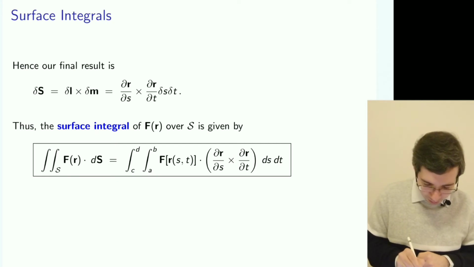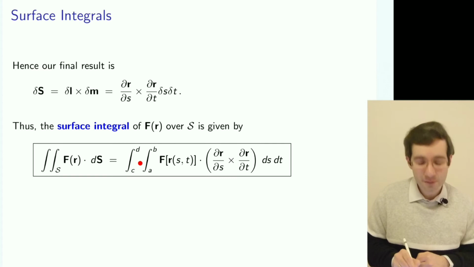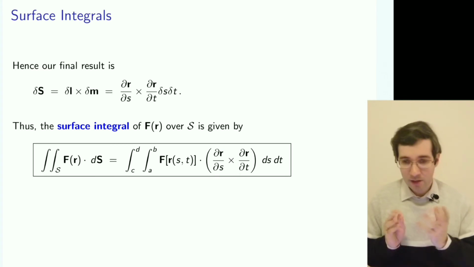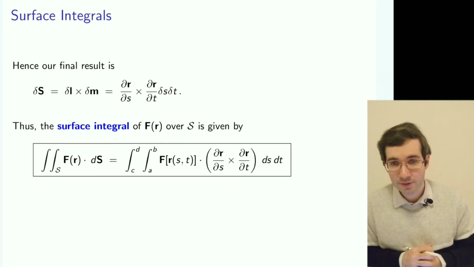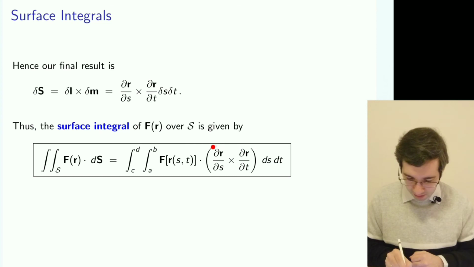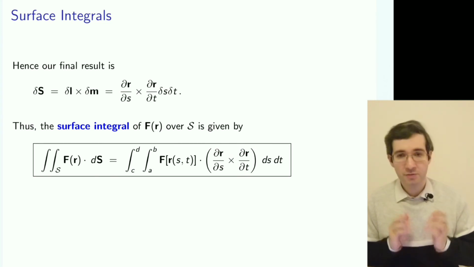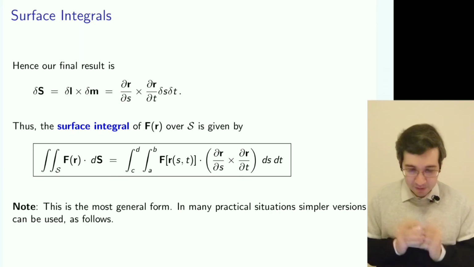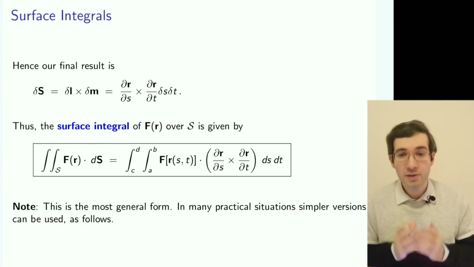So now what we do is we change the generic form to the double integral by replacing this element with the cross product, the vector product. So it's very similar to what we had in the line integrals, but instead of just the derivative, we have the cross product of the derivatives because we have two parameters.